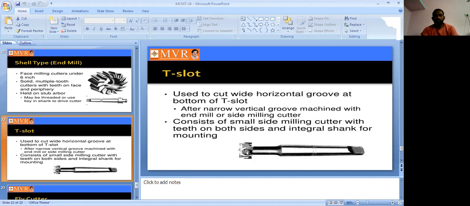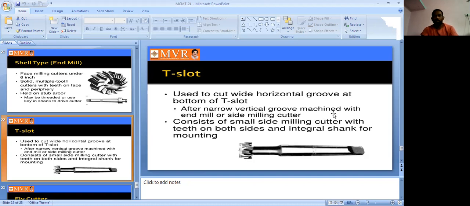See here, it is one of the T-slot cutters. It consists of a small side milling cutter with teeth on both sides and an integral shank for mounting. It is used to cut wide horizontal grooves at the bottom of the T-slots after narrow vertical grooves.